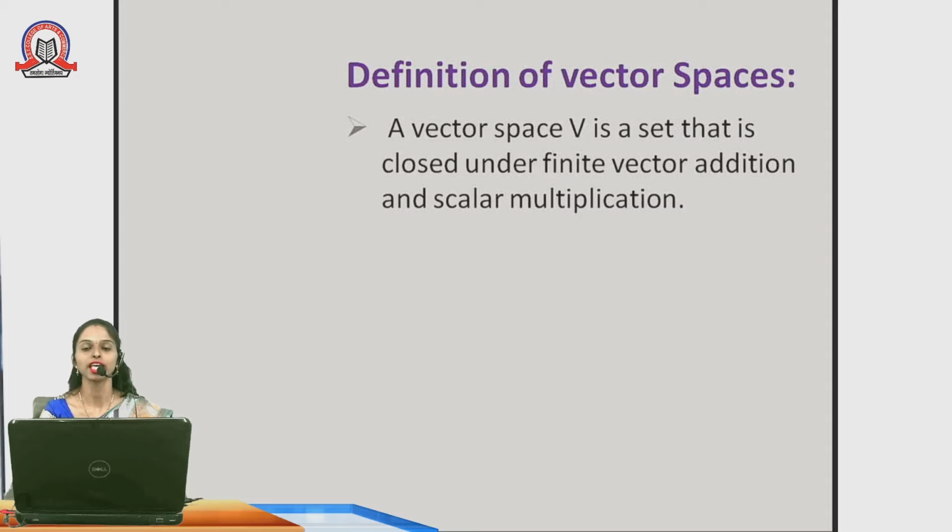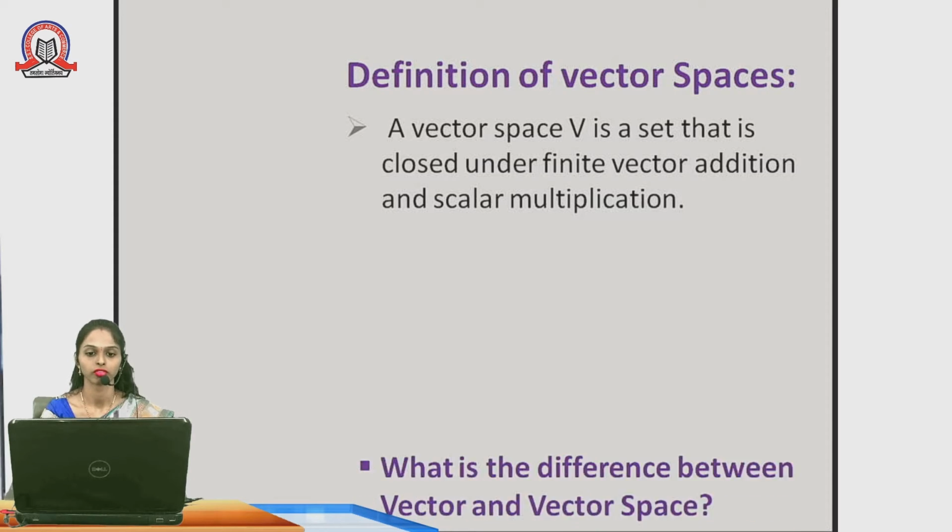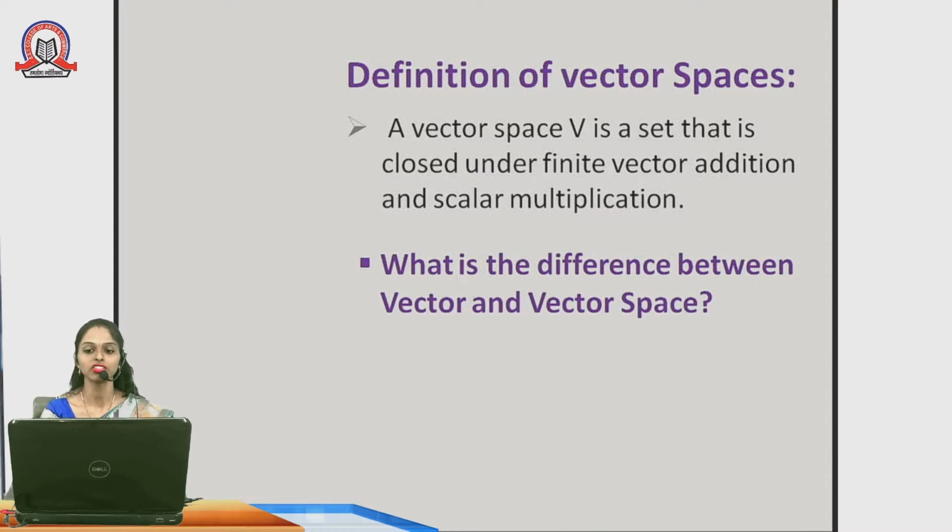Vector space actually means all vectors together. And what is a vector? A vector is a list of real numbers. That is, a vector space V is a set that is closed under finite vector addition and scalar multiplication. It means if it satisfies all the properties of addition and scalar multiplication, then we say that it is a vector space. Now what is the difference between vector and vector space?